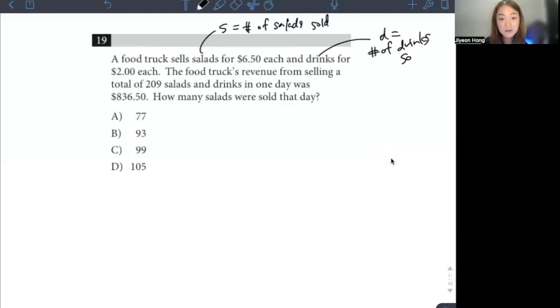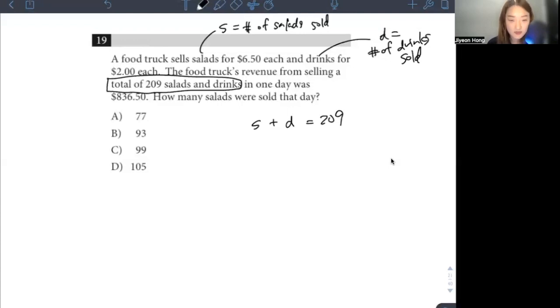So we're going to set up a system of equations and then figure out what is S, because that's what they're looking for, right? The first equation is a total of 209 salads and drinks, so S plus D is equal to 209. The second portion is the revenue, so 6.50S plus 2D is equal to 836.50.